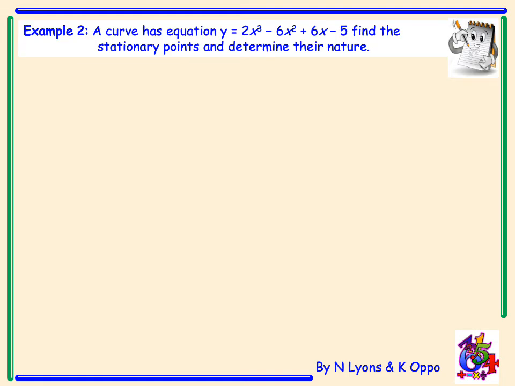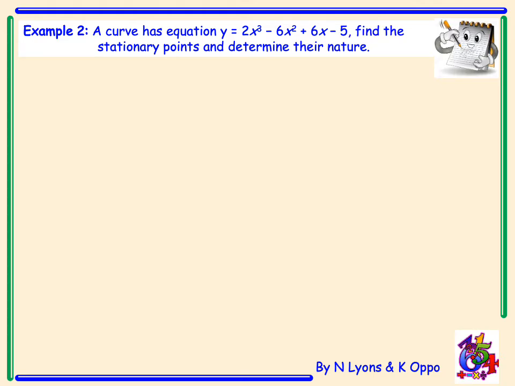So let's have a go at another example. Example 2. A curve has equation y equals 2x cubed minus 6x squared plus 6x minus 5, and I want you to find the stationary points and determine their nature. So again, start the exact same way.